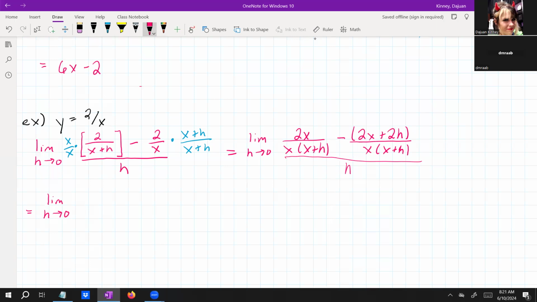Okay, bring my stuff together on top. I'm going to be a little bit lazy and distribute this. So I get a negative 2x minus 2h. And then this numerator would be a 2x. Combine like terms. I get negative 2h over x times x plus h, all over h. That's gross.